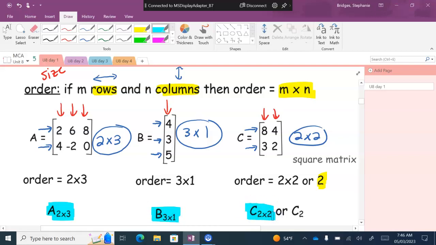Okay, so again, when you have a question on your test that says, what is the order of it? All I'm wanting is the size. How many rows by how many columns? Anybody have any questions on any of that? But just don't forget, rows are horizontal, columns are vertical.